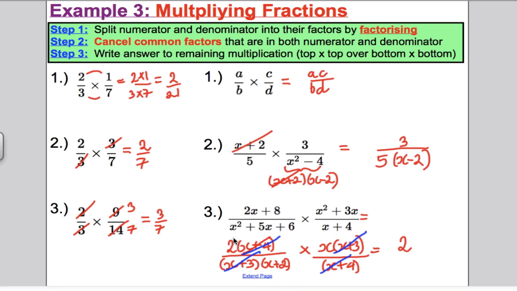We've still got the 2 here. We've got this x, so 2x. What have we got left on bottom? We've got this x plus 2, and we're done. And that's how you multiply fractions. Quite straightforward. As always, factorising is the key thing. Factorise numerator and denominator. See if you can do any cancellation, and then multiply the thing out.